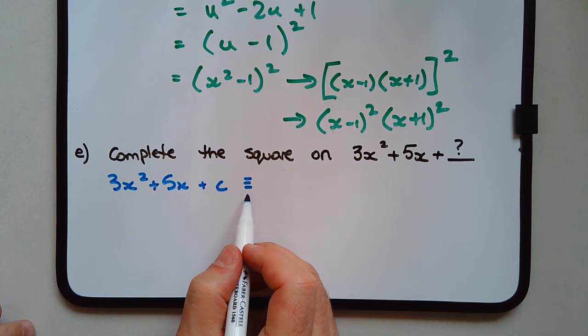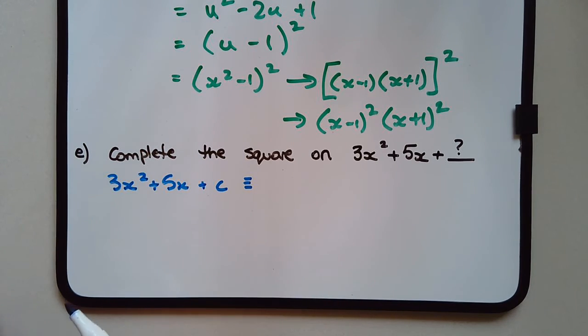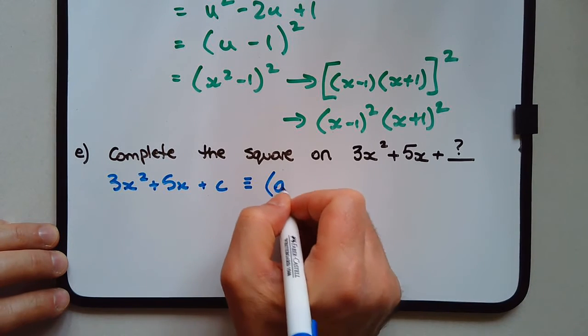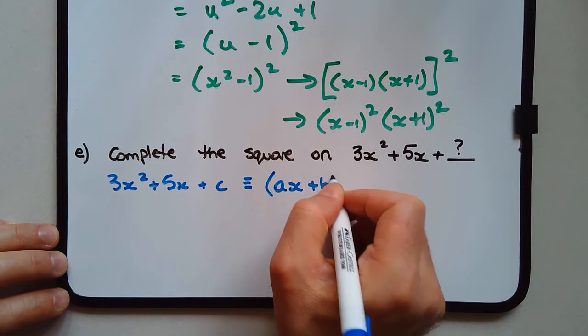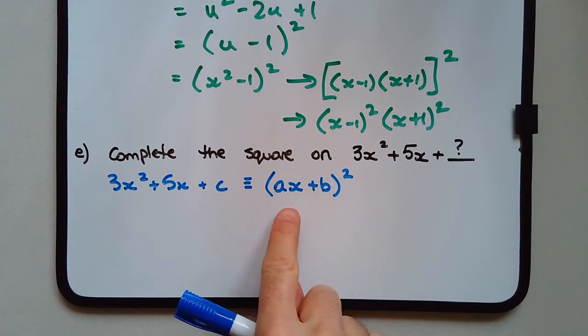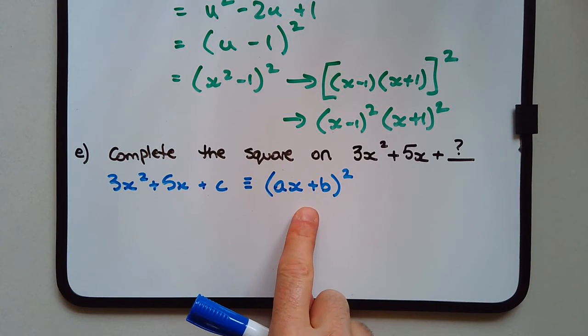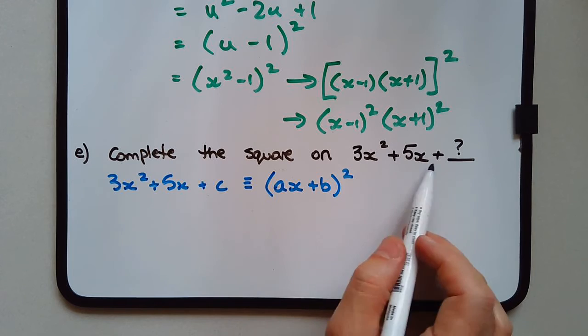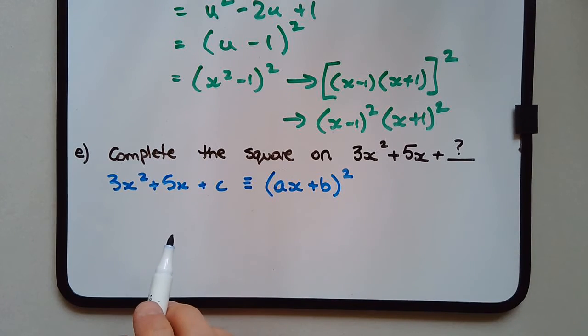So I'm going to introduce another symbol here. You've seen this before. That sort of means congruent. It actually means equivalent to. So it's kind of like an equal sign. It's equivalent to ax plus b all squared. That's the form of a perfect square, at least when we're just involving one pronumeral x and there's a constant term there.